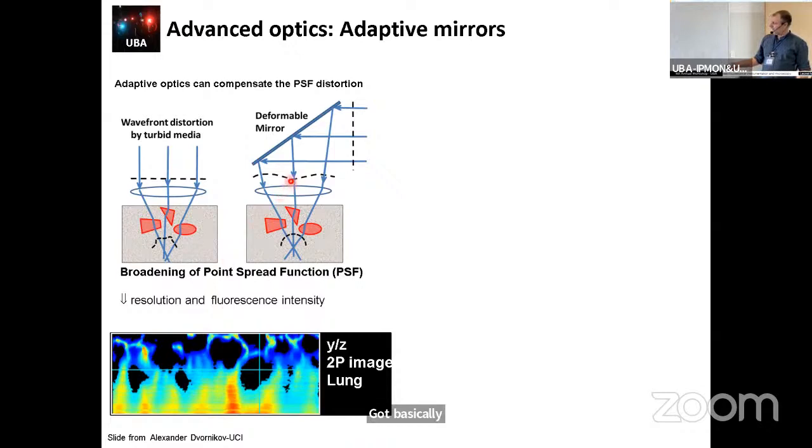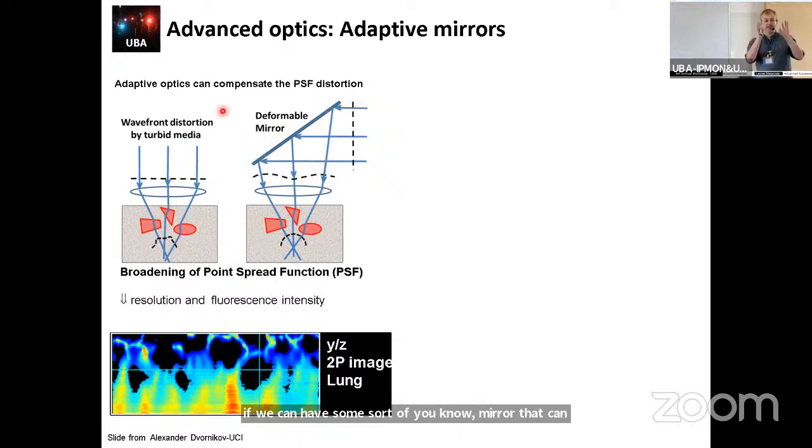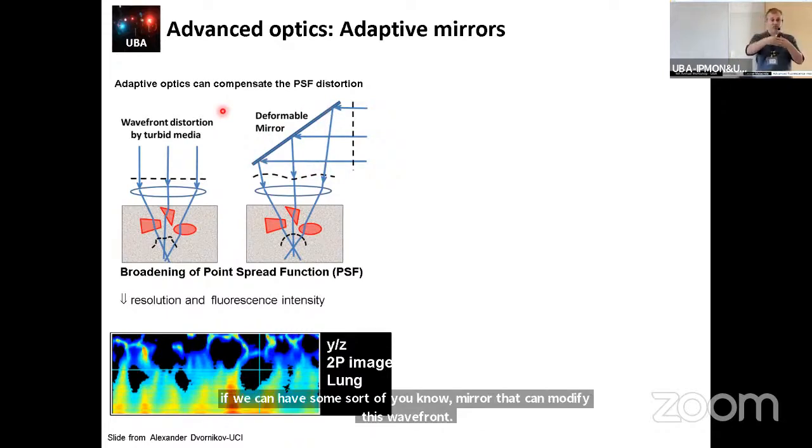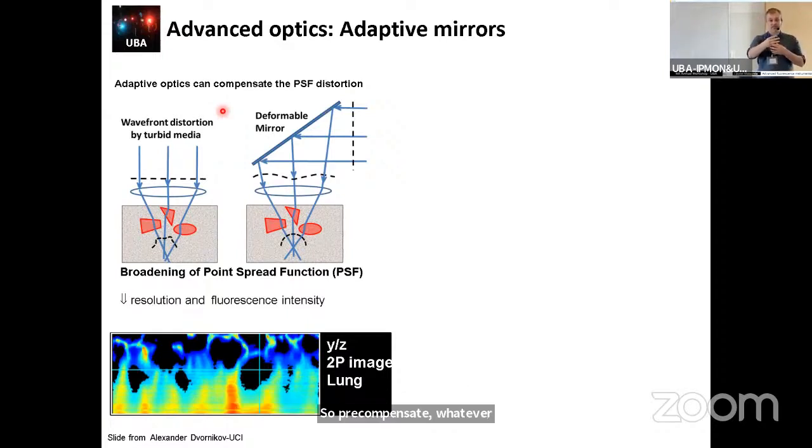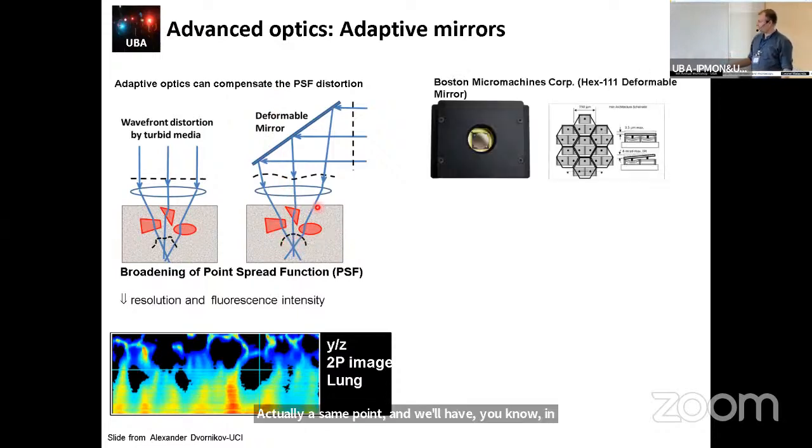So if we can have some sort of mirror that can modify this wavefront, so pre-compensate whatever will happen in tissue, we will basically enable that all the photons arrive at exactly the same point, and we'll have a better resolution. So this is exactly what the adaptive optics is.